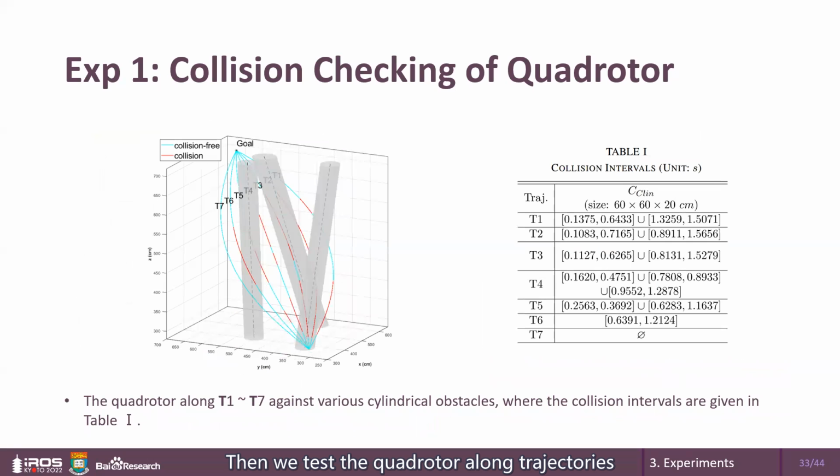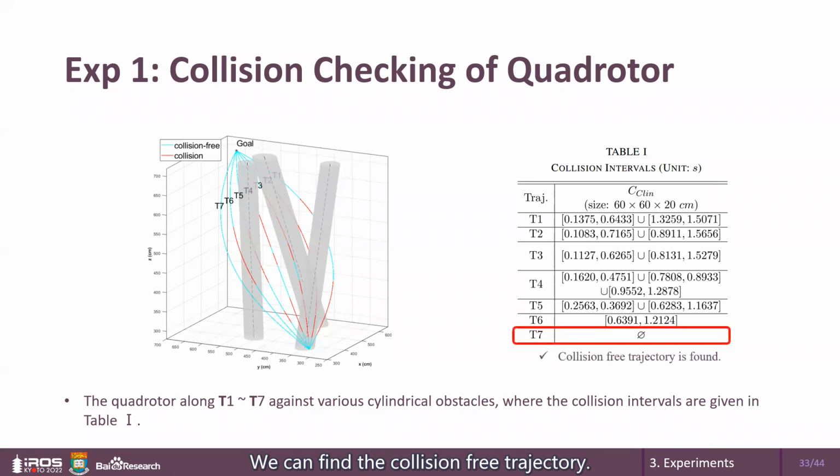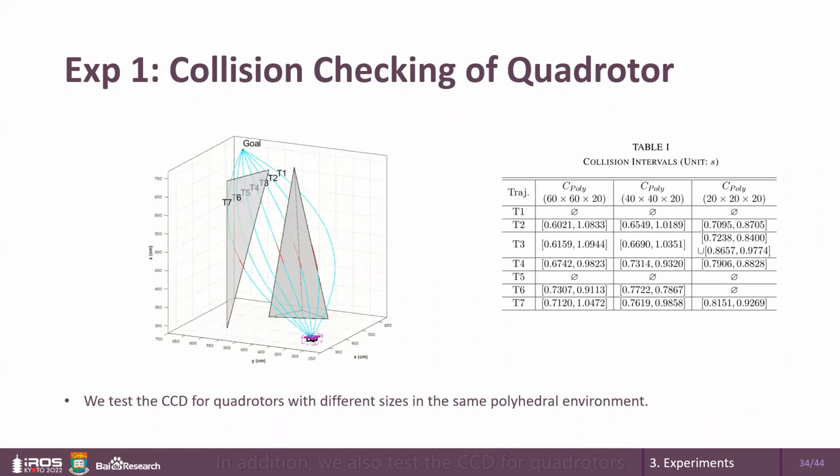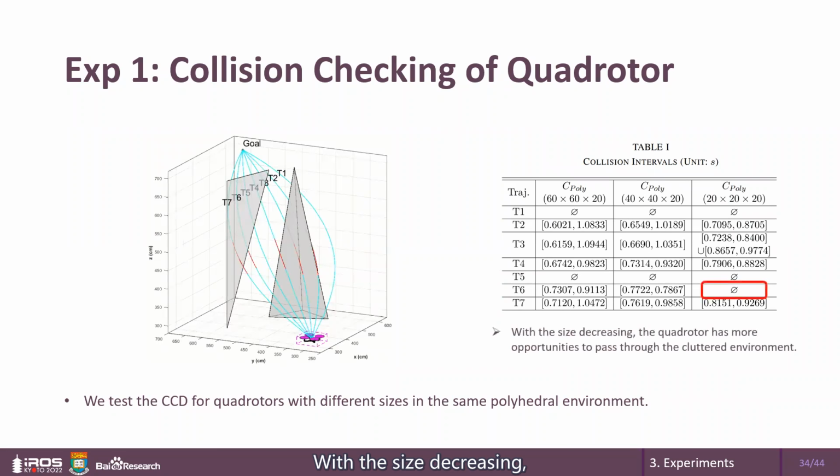Then we test the quadrotor along trajectories T1 to T7 against various cylindrical obstacles. The collision intervals are given in Table 1. We can find the collision-free trajectory. In addition, we also test the CCD for quadrotors with different sizes in the same polyhedral environment. With the size decreasing, the quadrotor has more opportunities to pass through the cluttered environment.